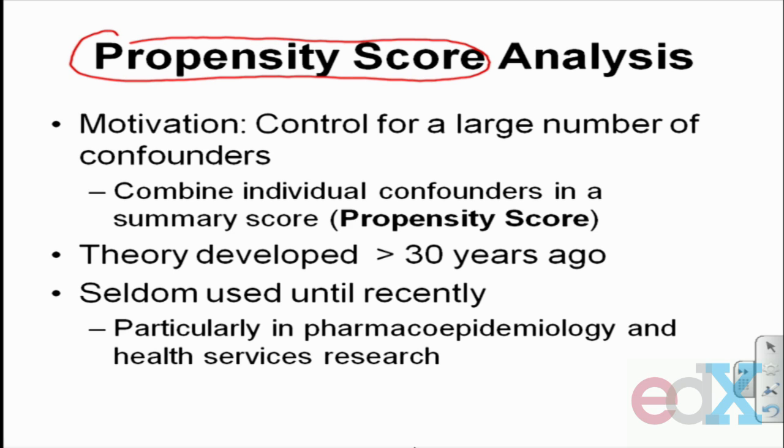And the motivation is we want to control for a large number of potential confounders like in the previous example. The way we're going to do that is to combine those 10 potential confounders into a single number, a single summary score. It's sort of like your ultimate confounder. If you just control for that one summary score, indirectly you'll be controlling for each of the individual confounders that made up that summary score.